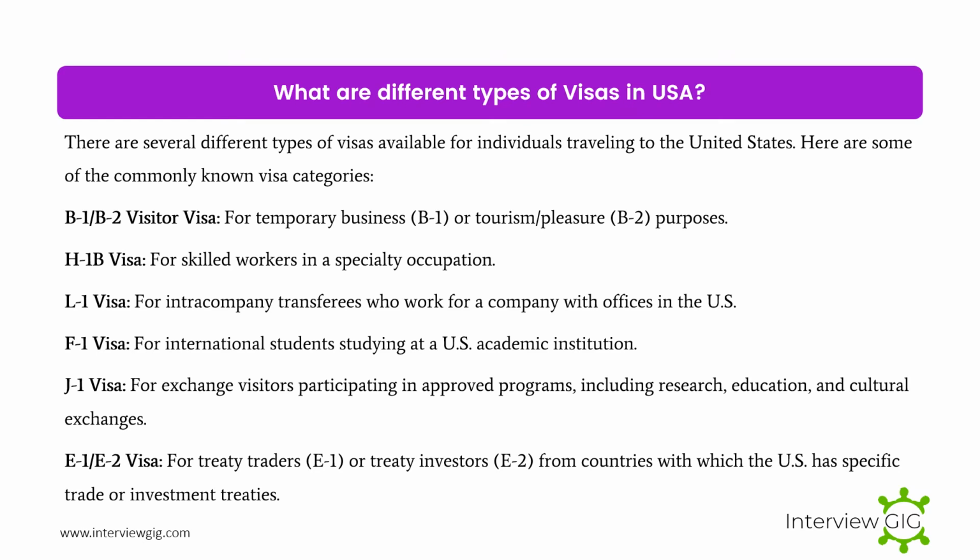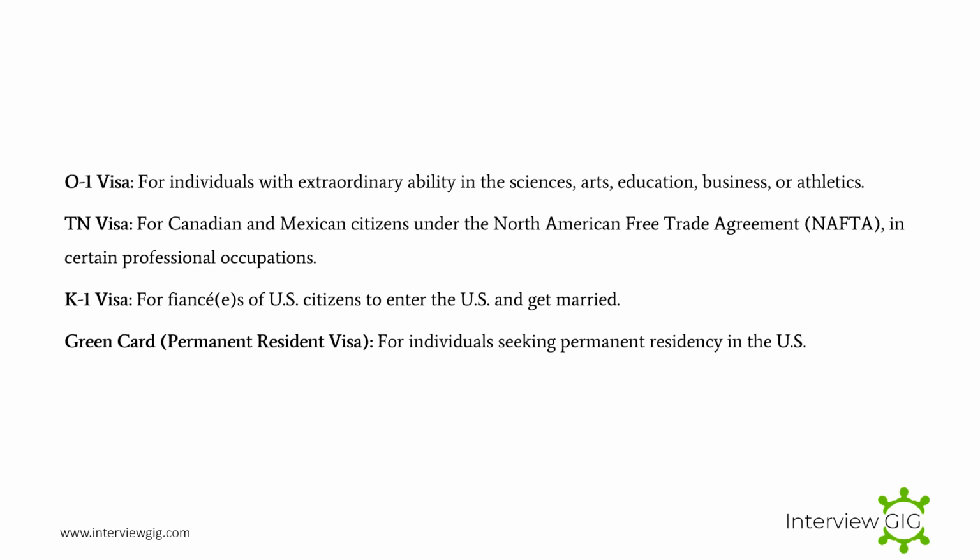F1 Visa, for international students studying at a U.S. academic institution. J1 Visa, for exchange visitors participating in approved programs, including research, education, and cultural exchanges. E1/E2 Visa, for treaty traders, E1, or treaty investors, E2, from countries with which the US has specific trade or investment treaties. O1 Visa, for individuals with extraordinary ability in the sciences, arts, education, business, or athletics. TN Visa, for Canadian and Mexican citizens under the North American Free Trade Agreement, NAFTA, in certain professional occupations.